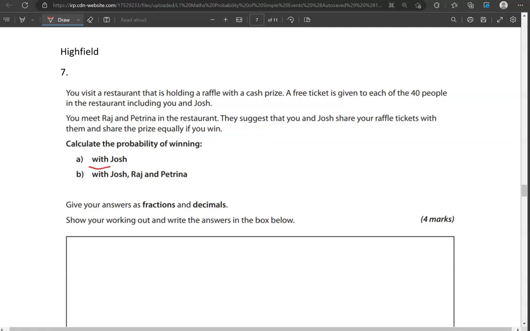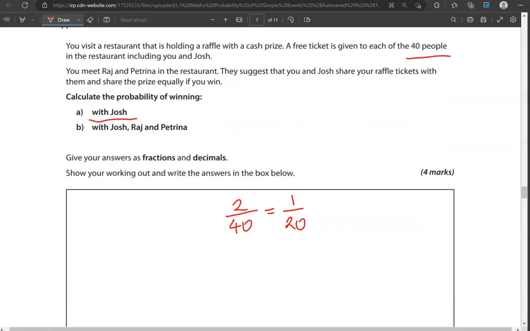So with Josh, that would be 2 of them. So 2 people out of 40. And that is 1/20, the probability of winning with Josh. The probability of winning with Josh, Raj and Katrina, that would be 4 out of the 40. So that is 1/10.